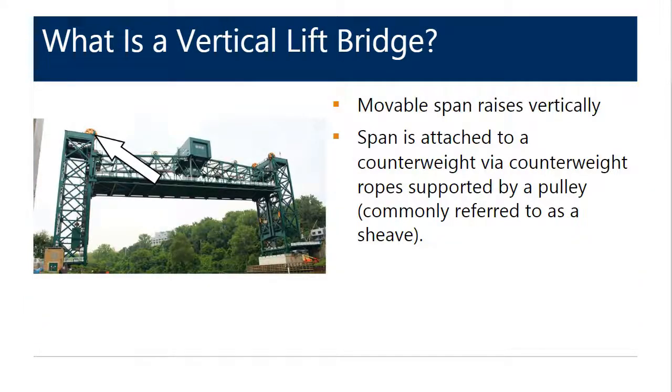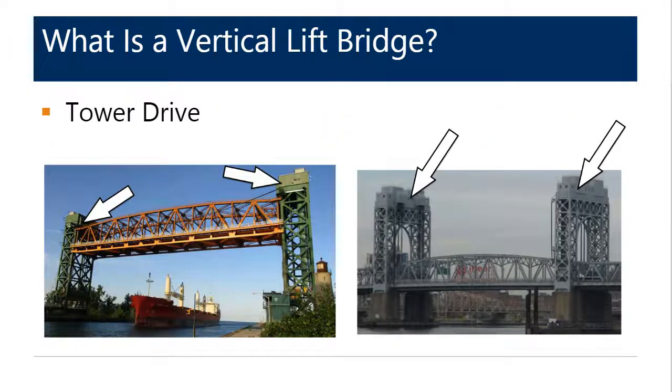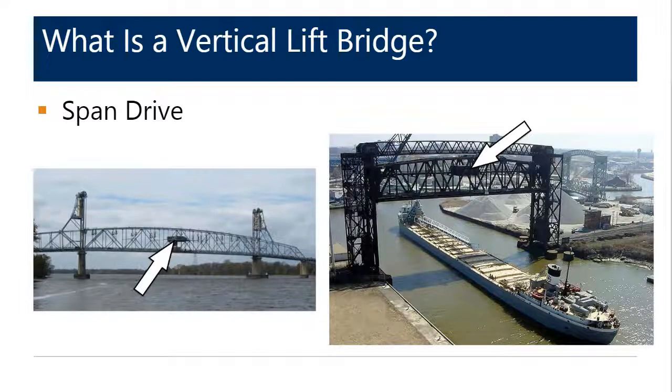Now, a vertical lift bridge, as the name implies, is a movable span that raises vertically with a span attached to a counterweight via counterweight ropes. The counterweight ropes are supported by sheaves, which are shown here in this photo. There are two subtypes of vertical lift bridges, a tower drive, which, as the name implies, has the drive machinery located in the tower, and a span drive, which, as you can guess, has the drive machinery located on the movable span.